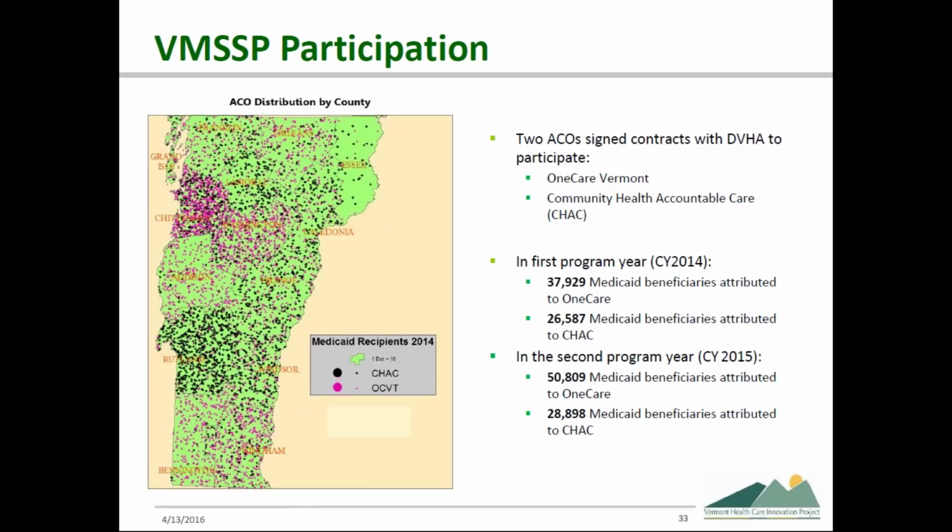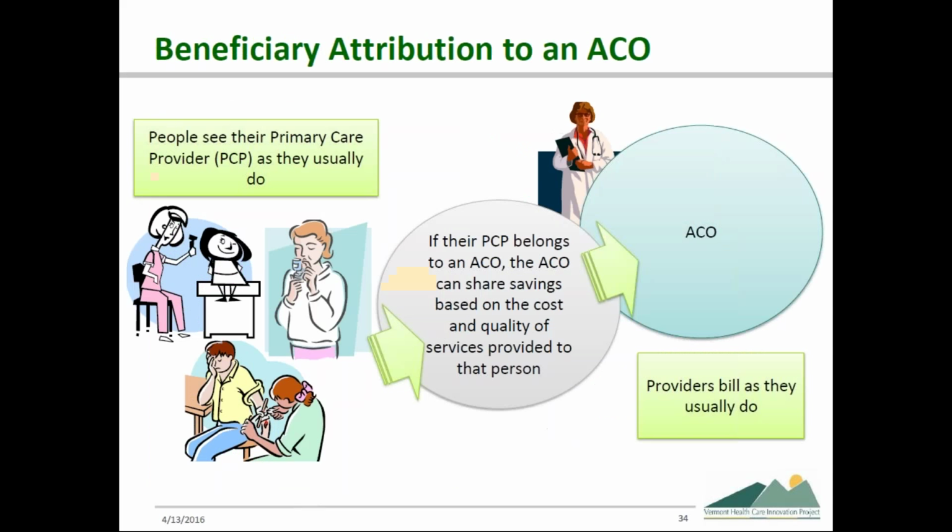touched upon earlier. In 2015, beneficiary attribution increased for both ACOs, with roughly 50,000 beneficiaries attributed to OneCare and 29,000 attributed to CHAC. This increase was largely due to network changes for both ACOs, as well as more of the 2014 Vermont Medicaid expansion population becoming eligible for attribution in this performance year. We are still several months away from our final cost and quality reconciliations for year 2, so we do not yet know if either ACO will be eligible for shared savings in the second performance year. More to come on that later.